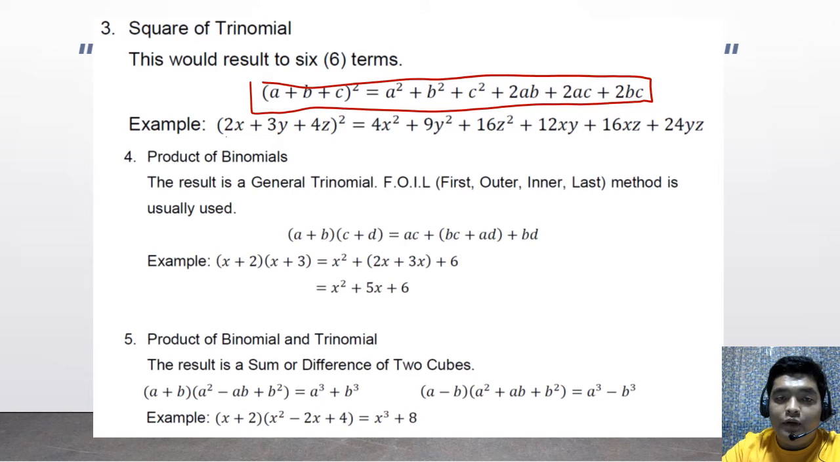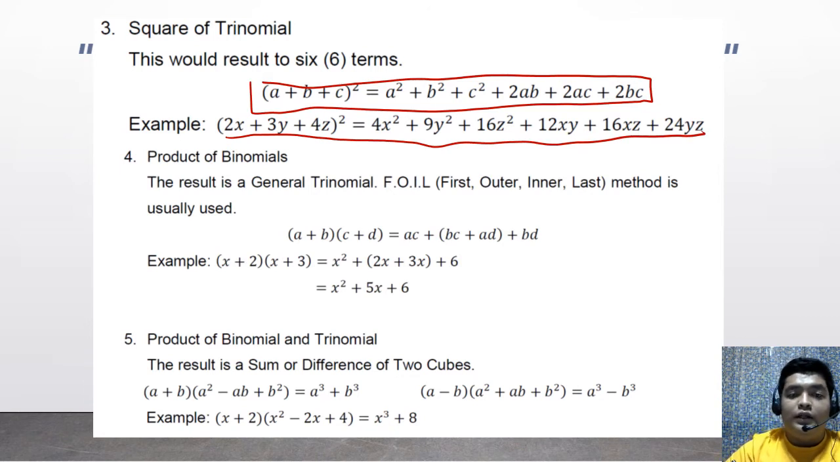For example, we have 2x plus 3y plus 4z squared. So this is the product. And for the product of binomials, we have the general trinomial FOIL: first, outer, inner, and last. Okay. Then we have products of a binomial and a trinomial. So that is just, diba? This is the sum of two cubes, and this is the difference of two cubes, right? It's just reversed. Okay.